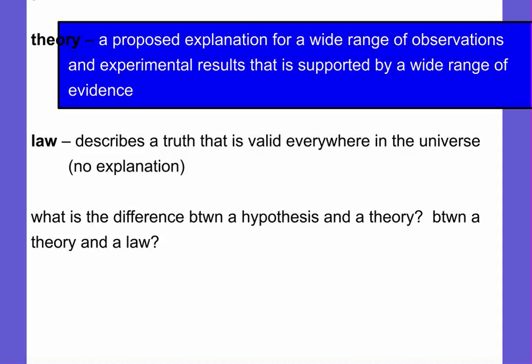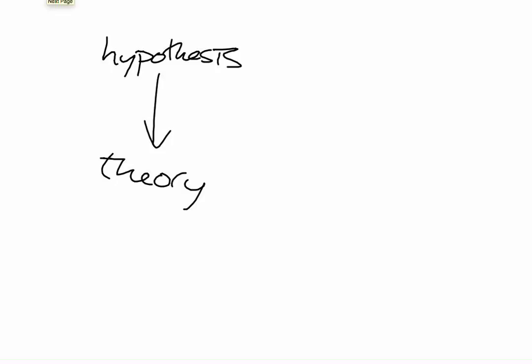Your law, on the other hand, describes a truth that is valid everywhere in the universe. Do you have that in parentheses there? No explanation for a reason. But a lot of people would assume, because of the way that we use those words, that ultimately a theory turns into a law. Seems like a logical step, right? Hypothesis to theory, theory to law. But that's not really how that works. Right? Theories do not turn into laws. Laws were there always. They were there first. They came before the hypothesis.